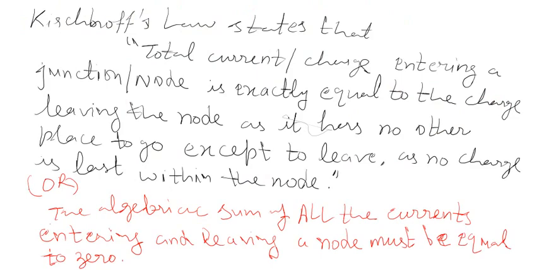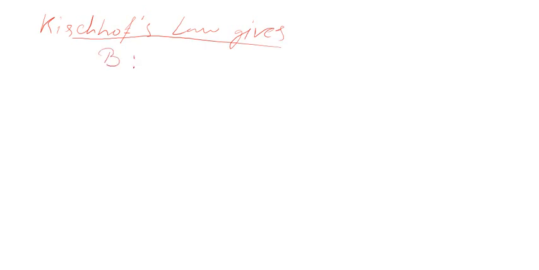So at junction B, Kirchhoff's law gives: I1 entering plus I2 entering, and exiting is I3, with a negative sign, is equal to 0. The algebraic sum of all the currents entering and leaving a node must be equal to 0.